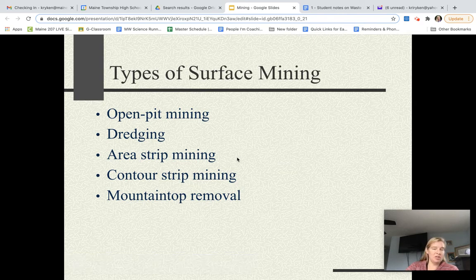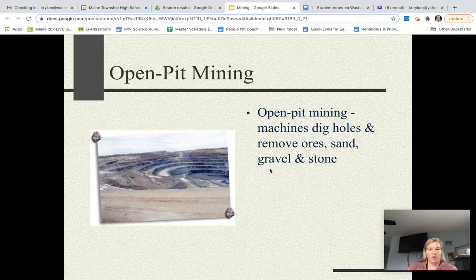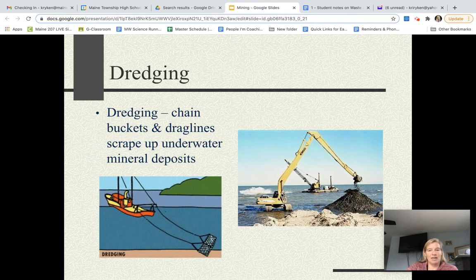So there's open pit, dredging, area strip mining, contour strip mining, mountaintop removal. You don't really need to know much about them, but the idea is just recognize these are names that are often used for surface mining. Dredging is the weird one. You don't really use that one in there. But open pit, it's an open pit and you just dig out, and you can see these pits can be over a mile across and can go even thousands of feet deep. So it's a big open pit, and that's a type of surface mining.